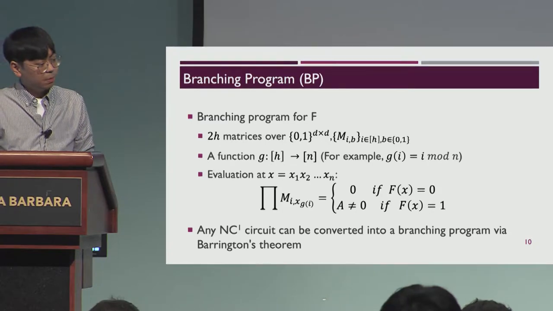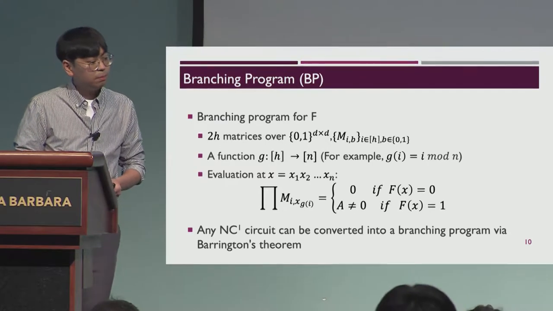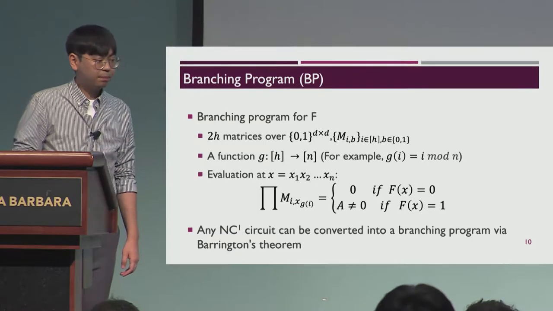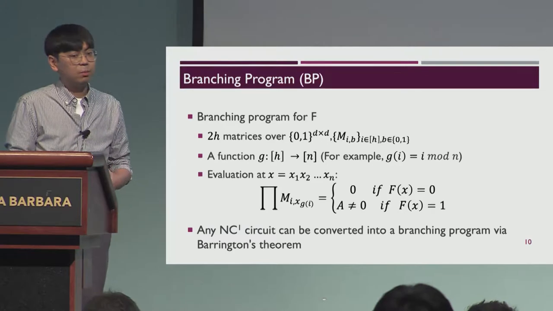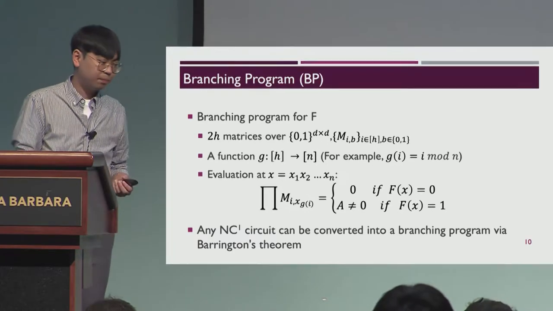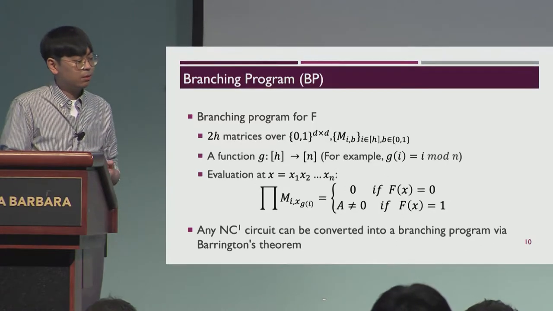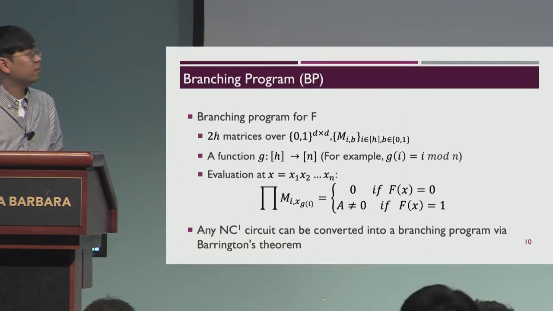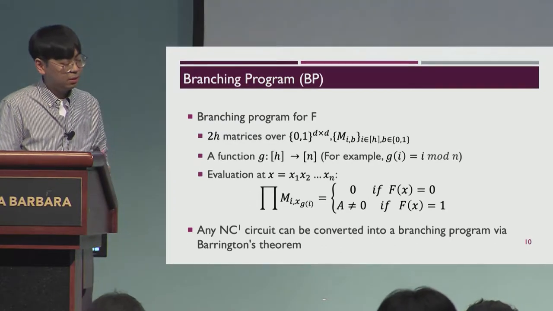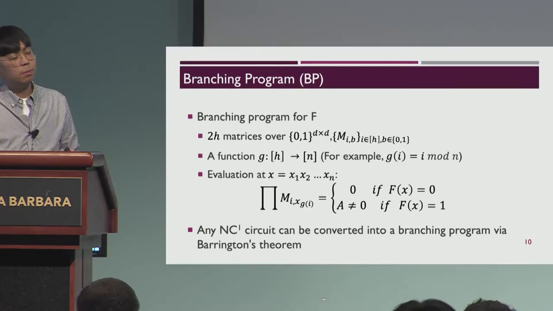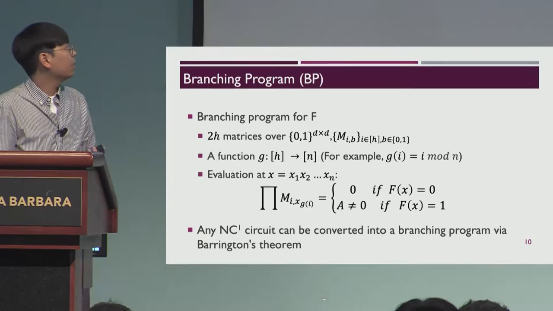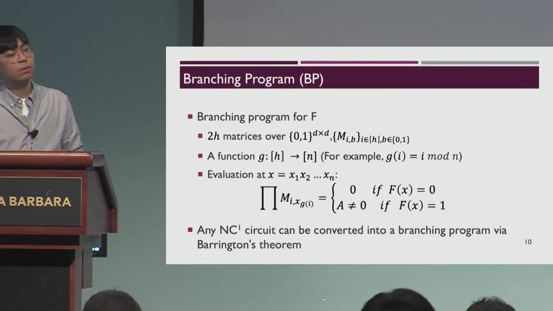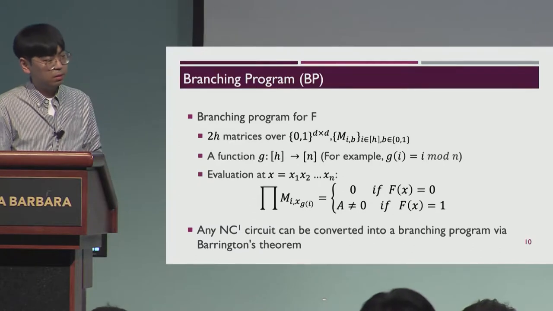We now recall the definition of branching programs for Boolean functions. A branching program for Boolean functions consists of binary matrices and a function g. Evaluation at an input x is to multiply these binary matrices in a predetermined order. If the Boolean function outputs 0, then the result matrix is also 0. Otherwise, if the Boolean function outputs 1, then the result matrix is a non-zero matrix. Although we introduce a branching program for Boolean functions, any Boolean circuit can be converted into a branching program. So a branching program is used as an input program of obfuscations.